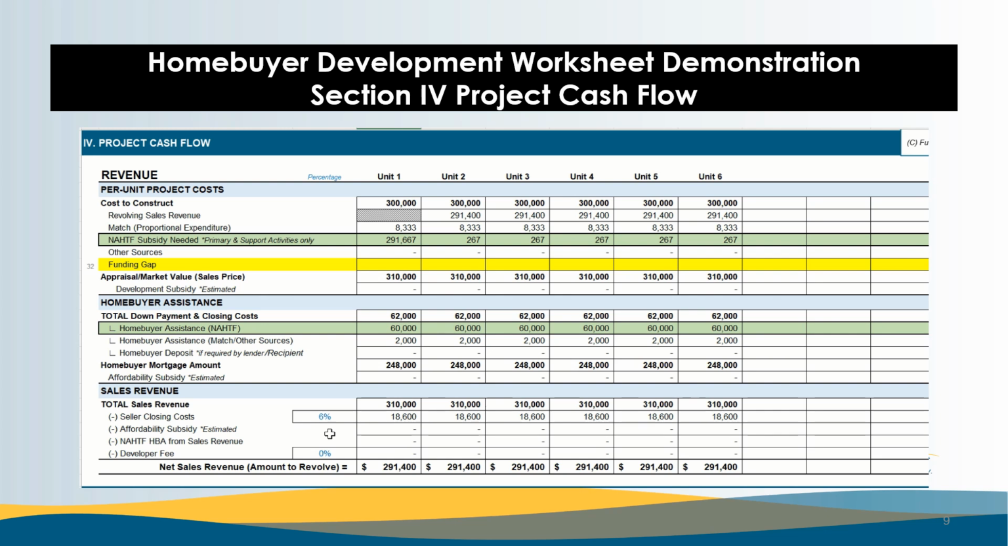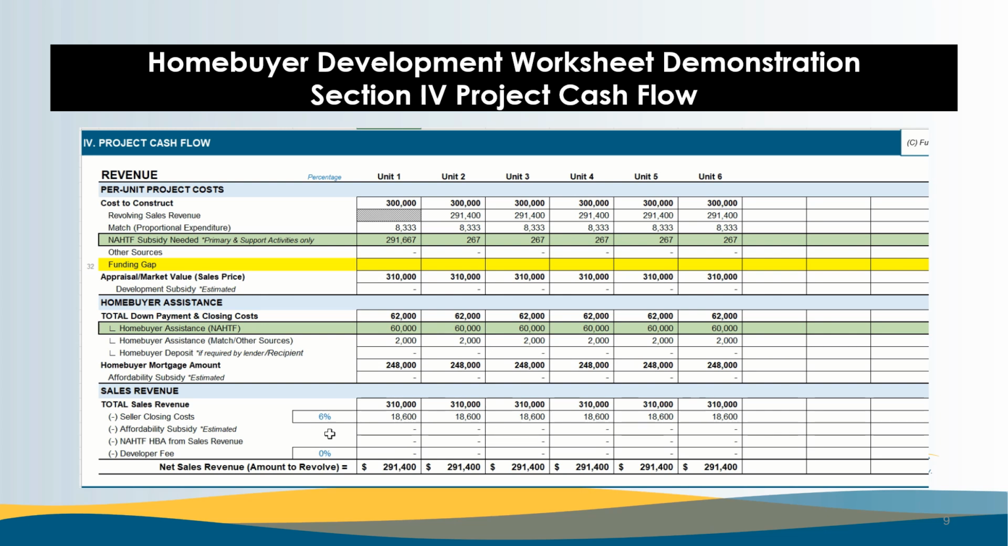The next other sources is empty because there were no other sources being used for new construction. There is no funding gap because there was enough to construct the $300,000 home. And the appraisal sales price then came down to $310,000 from your input up above. Under homebuyer assistance, the 62,000 was input from what you provided up above. And the home buyer assistance line is the trust fund, 60,000. The next line is the home buyer assistance of 2,000. That was calculated from the 12,000 total other sources for that activity.